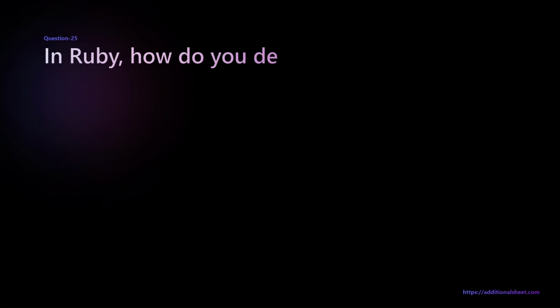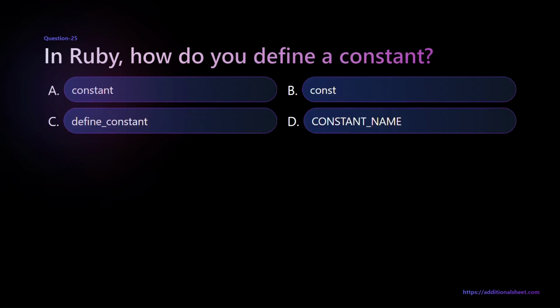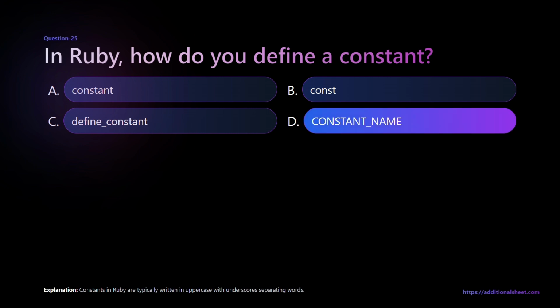In Ruby, how do you define a constant? Option A, constant. Option B, const. Option C, define constant. Option D, CONSTANT_NAME. The correct answer is option D, CONSTANT_NAME.